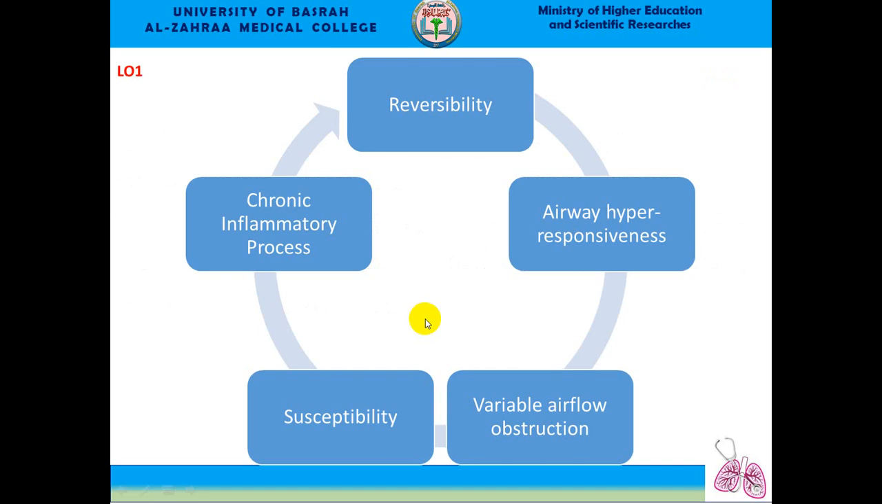So there are 5 main characteristics of asthma. First, it is a chronic inflammatory process. Second, the susceptibility, so it occurs in people who are susceptible to asthma. And there is variable airflow obstruction, and there is airway hyper-responsiveness. And a very characteristic feature of asthma is the reversibility.